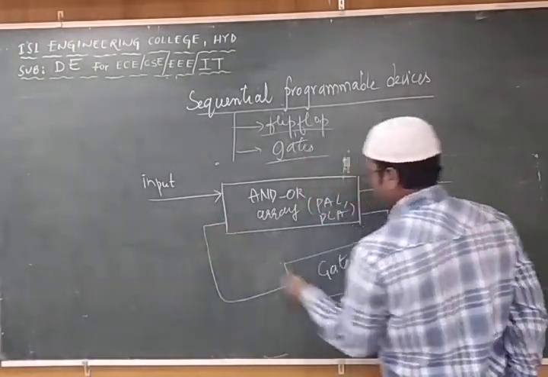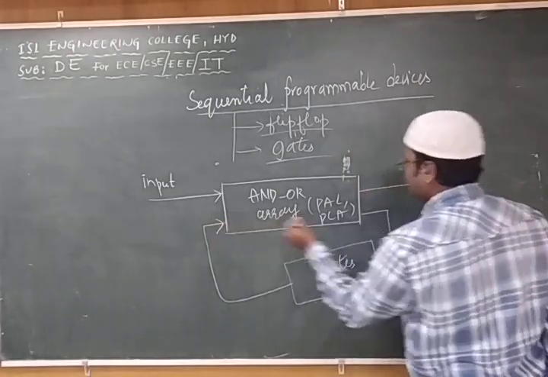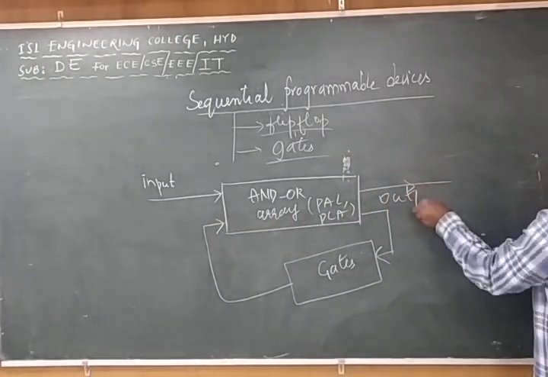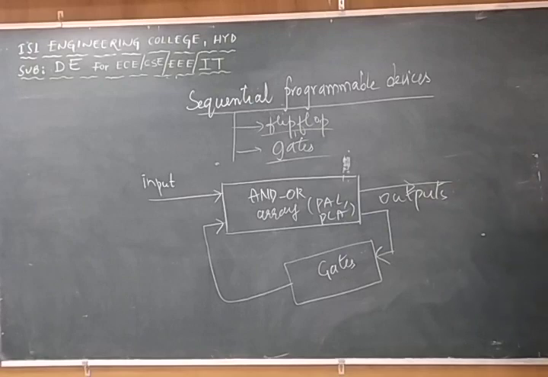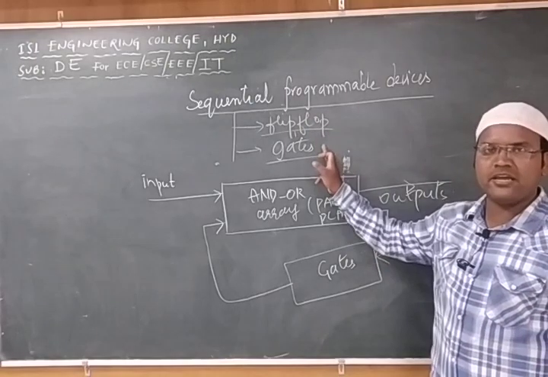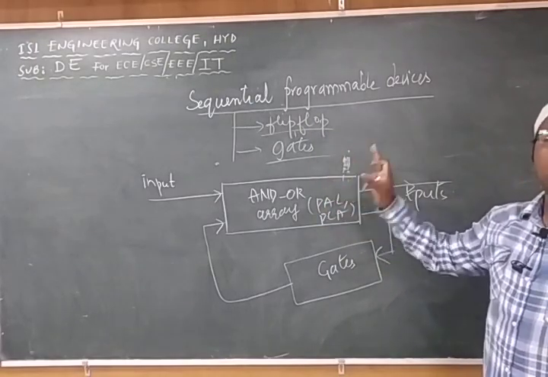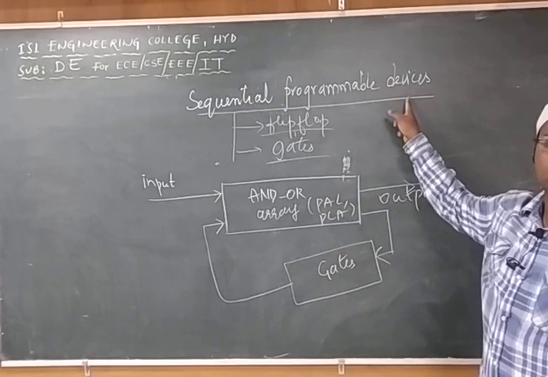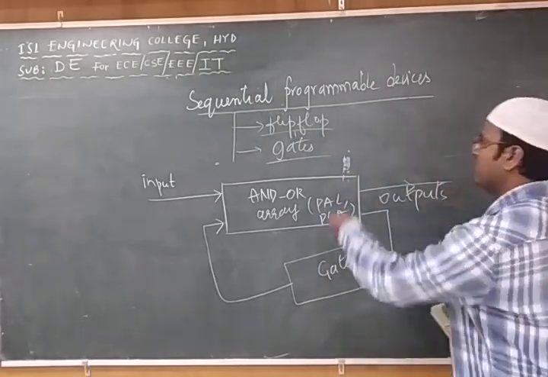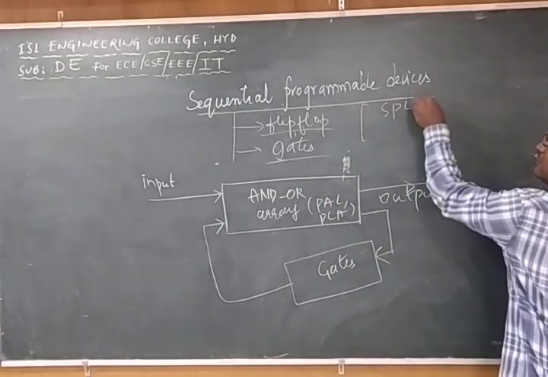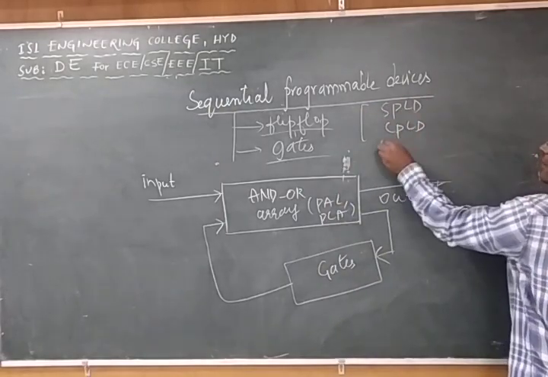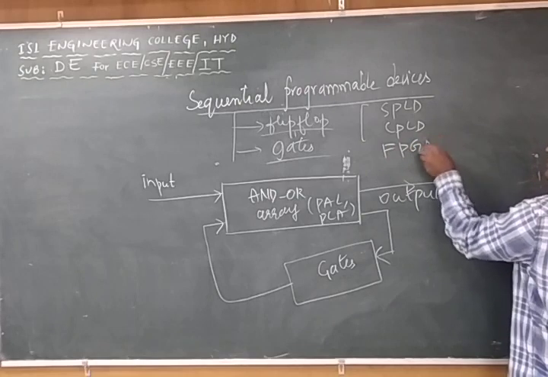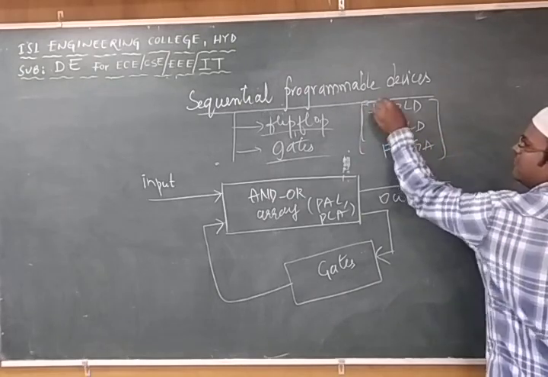It is going to pass to it and try to produce the output by considering these particular inputs, right? So based on this, flip-flops and gates, you are going to design sequential programmable logical devices, PLDs. That consists of 3 parts. PLD also has 3: SPLD is there, CPLD is there, and FPGA is there. These are the 3 categories for your PLDs.